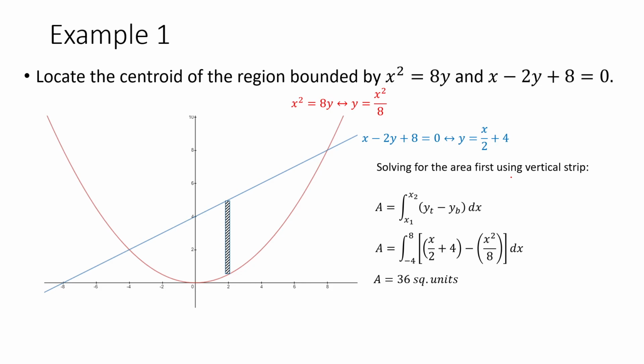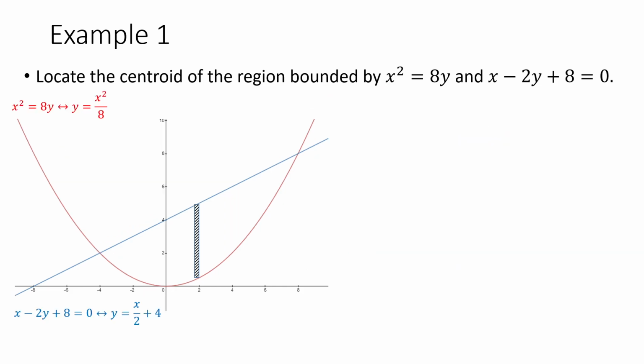Okay, so after solving for the area, we're going to use this data later for us to solve for bar x. This time we're going to solve the bar x and bar y components. So again, your area is 36 units. So let's solve for bar x first.